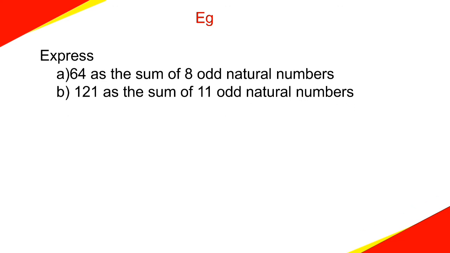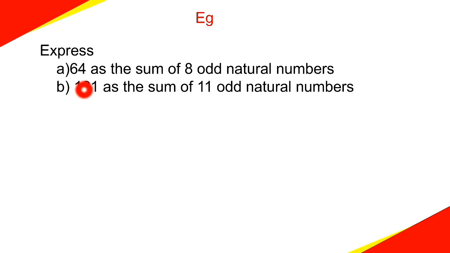Example. Express option A, 64 as the sum of 8 odd natural numbers. Option B, 121 as the sum of 11 odd natural numbers. Now we are going to solve this.